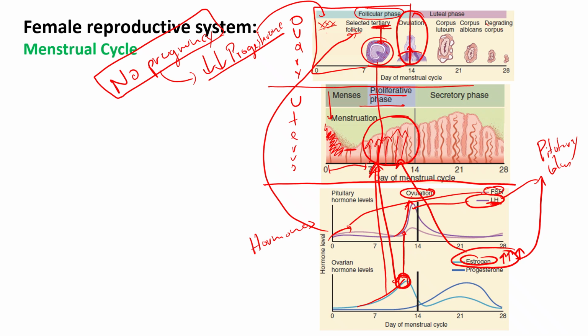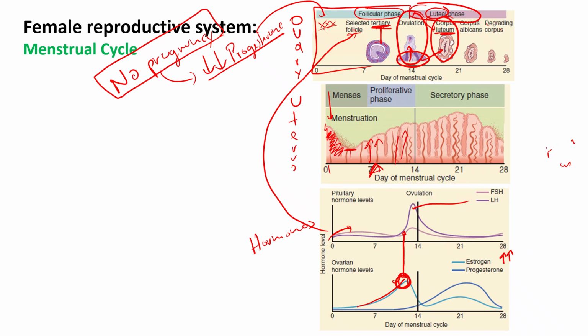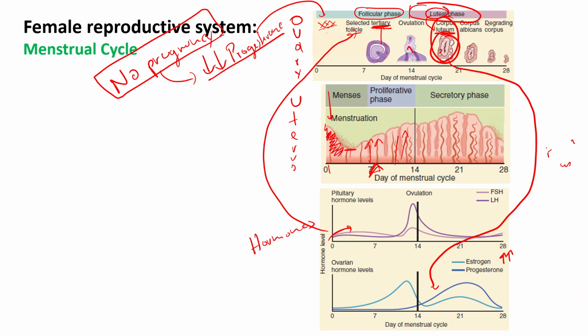And in the ovary, the tertiary follicle now becomes the corpus luteum. So now we're looking at the moment after ovulation. After ovulation in the ovary, this is called the luteal phase, luteal phase because now we have the corpus luteum. The cells of the corpus luteum are now the ones that are going to produce progesterone.